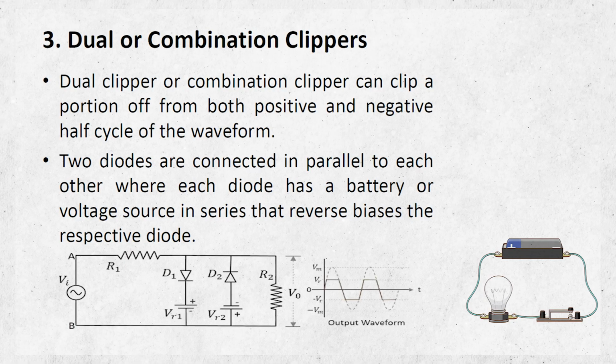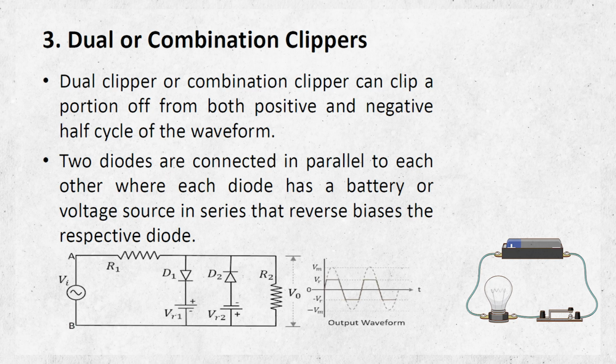The last classification of the clipper is the dual or combination clipper. A dual clipper or combination clipper can clip a portion from both the positive and negative half cycles of the waveform. The picture shows the circuit for the dual or combination clipper. In this, we can see two diodes are used and they are connected in parallel with the load, but in opposite directions. So, this is how the dual or combination clipper works. The purpose of the dual clipper is to clip or remove the waveform from both halves.